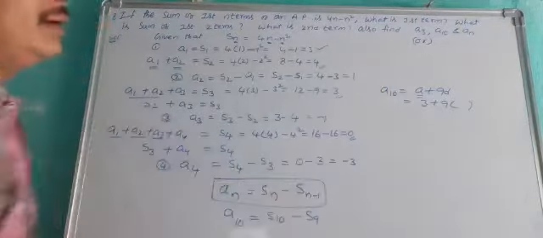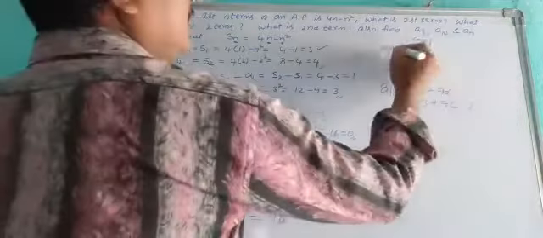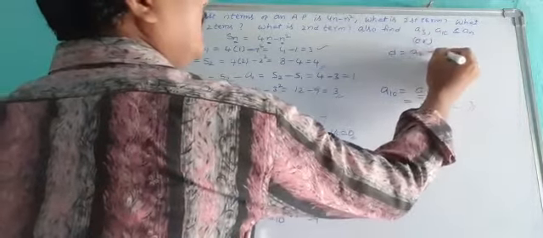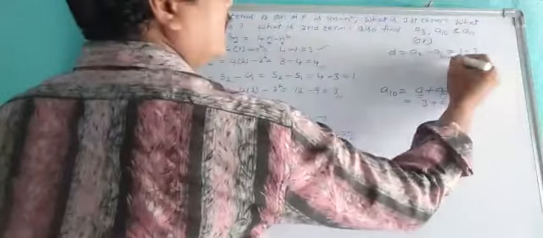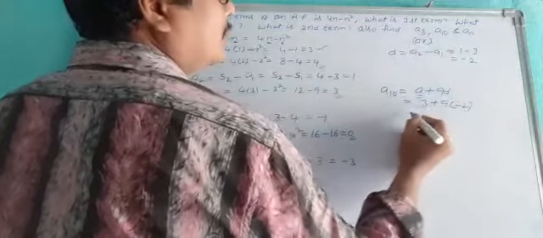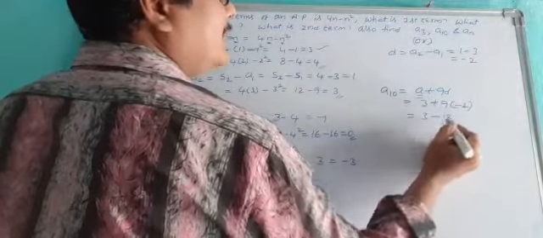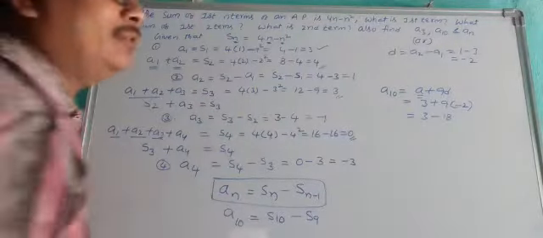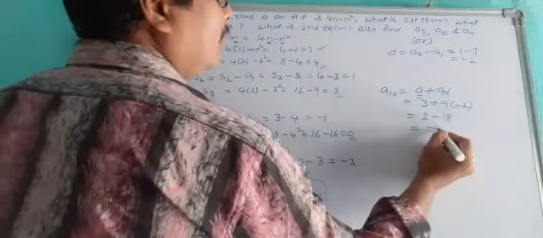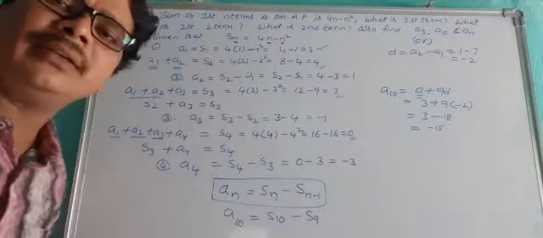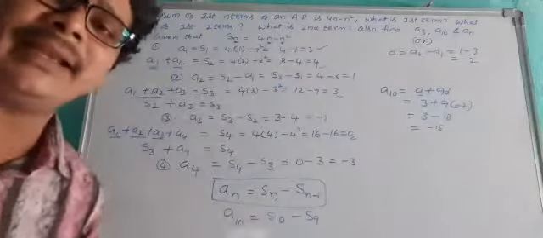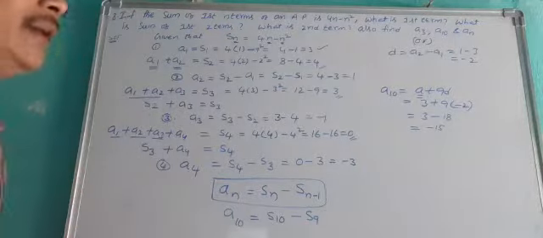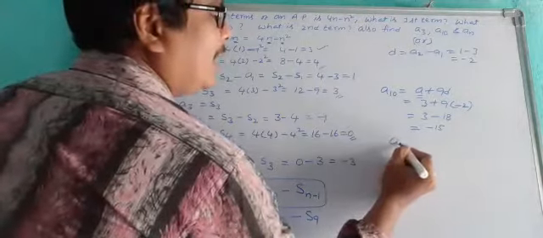Here first term 3 and the second term is 1. Okay, 3, 1. So d equal to a2 minus a1. A2 equal to 1 minus a1, that equal to 3, that equal to minus 2. So 3 plus 9 into minus 2, that equal to minus 18, that equal to minus 15. You use any one of the methods. If you use any method, you get the same answer. A10 equal to how much? Minus 15.